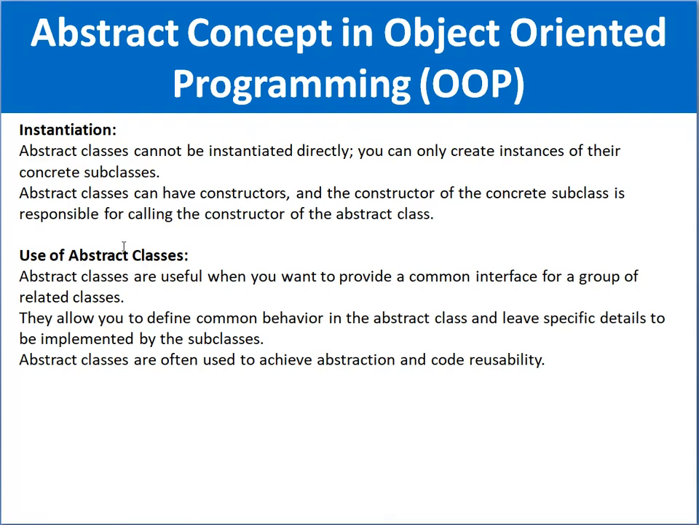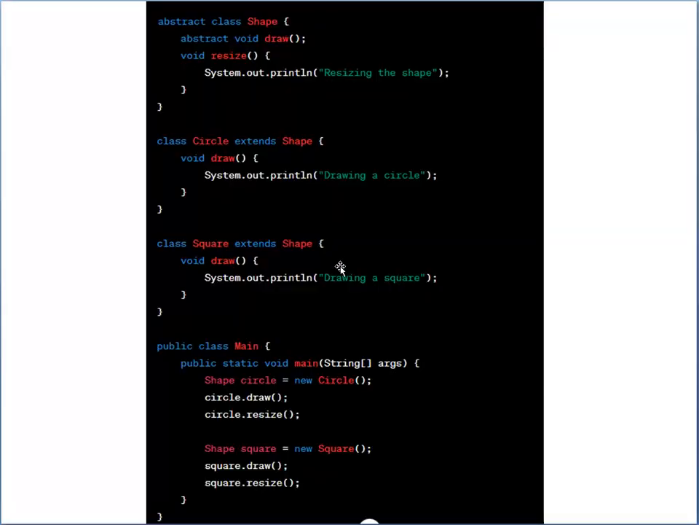What are the uses of the abstract class? Abstract classes are useful when you want to provide a common interface for a group of related classes. They allow you to define common behavior in the abstract class and leave specific details to be implemented by the subclass. Abstract classes are often used to achieve abstraction and code reusability. Let me give an example, more example here.